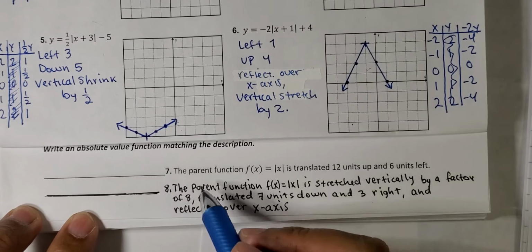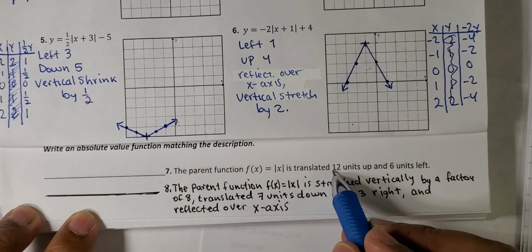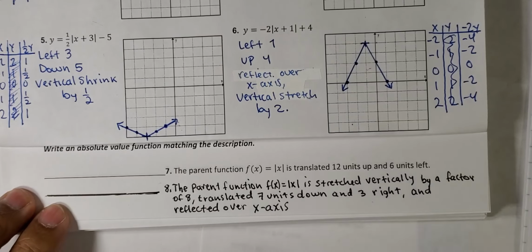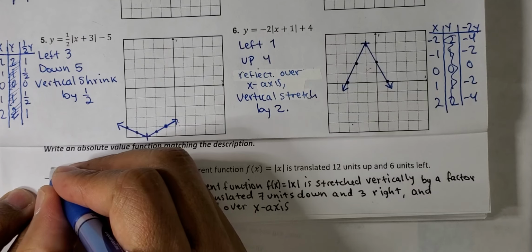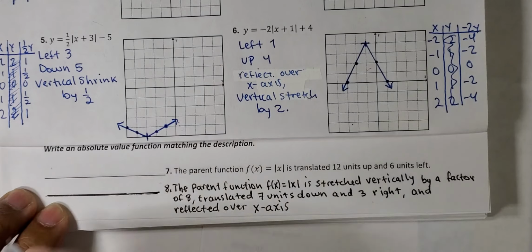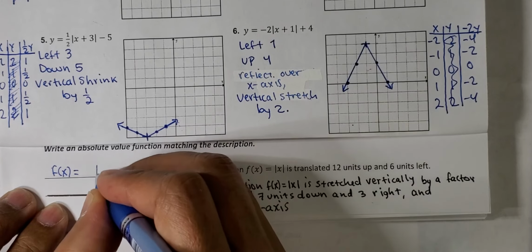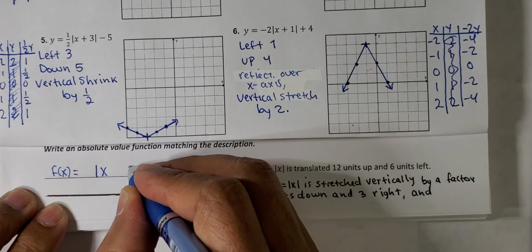Okay. So number 7 says the parent function f of x equals the absolute value of x is translated 7 units up and 6 units left. So this one looks in the following way. f of x equals, I'm going to have the x here, and I'm going to leave space for now.